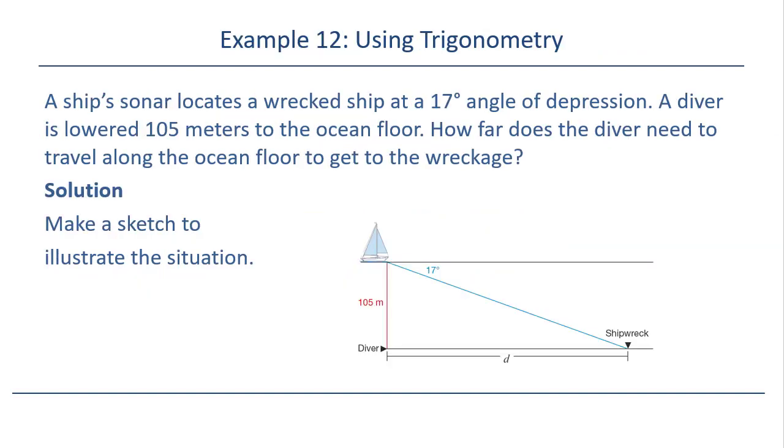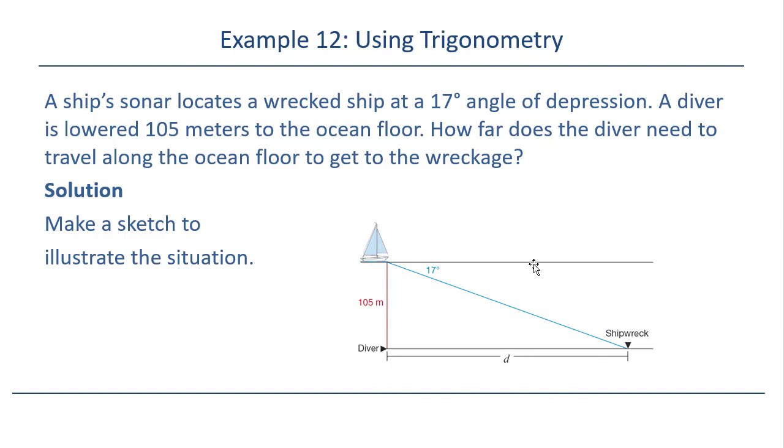Okay, one last example. A ship's sonar locates a shipwreck at a 17 degree angle of depression. A diver is lowered 105 meters to the ocean floor. How far does the diver need to travel along the ocean floor to get to the wreckage? So this 17 degree angle of depression just means from the horizontal, it's 17 degrees down. Depression is down versus inclination, which would be up.